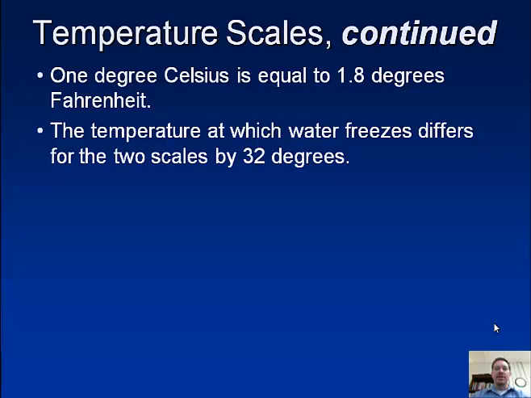Alright, so 1 degree Celsius is equal to 1.8 degrees Fahrenheit. So this is the difference between each degree mark on the scale. The temperature at which water freezes differs for the two scales, and this differs by 32 degrees.